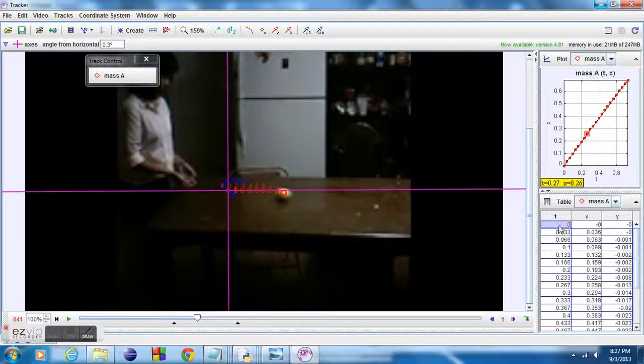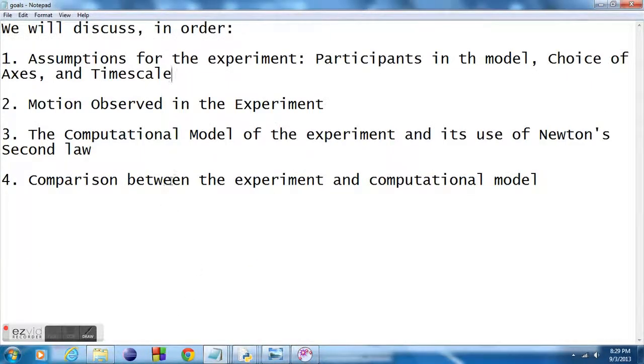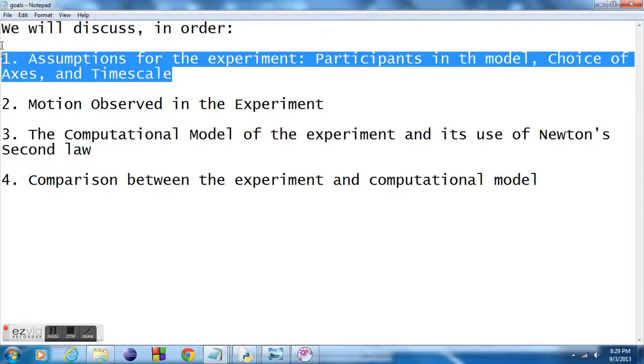It is also worth noting that I chose the minimum time scale between data collection points as allowed by my camera. My camera records at 30 frames per second, so 0.033 seconds elapse between each data collection point. Now that we've discussed the assumptions for our experiment, let's move on to motions observed in the experiment.